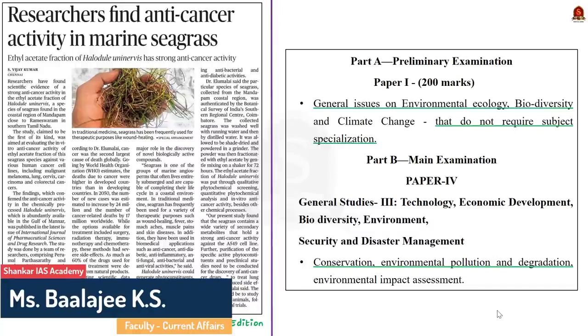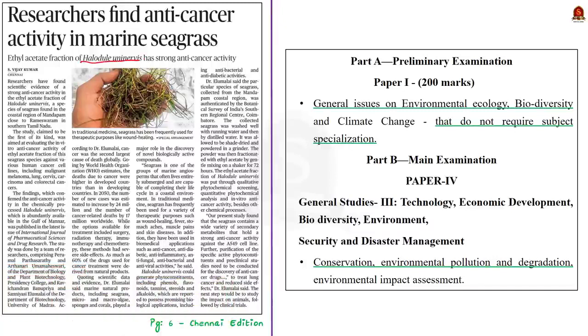Look at this news article. The news article talks about a seagrass species named Halodule uninervis. This species is found to have a strong anti-cancer activity, and it is scientifically evident from the ethyl acetate fraction of this Halodule uninervis. This is found in the coastal regions of Mandapam close to Rameshwaram in southern Tamil Nadu.